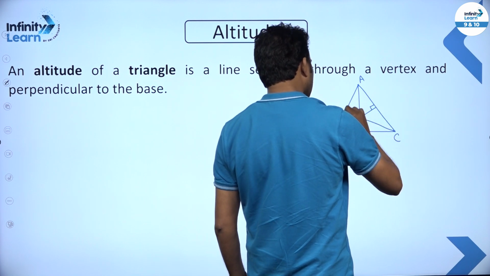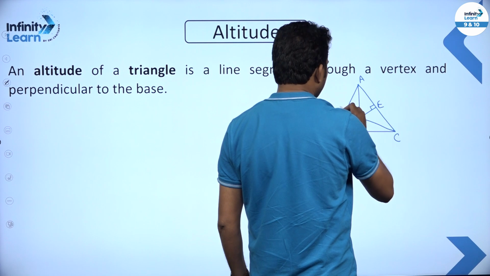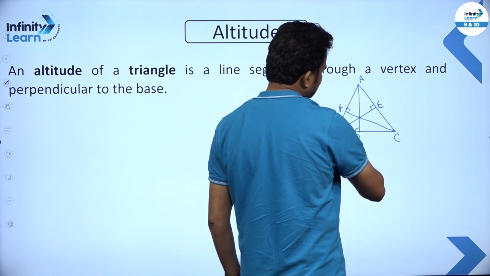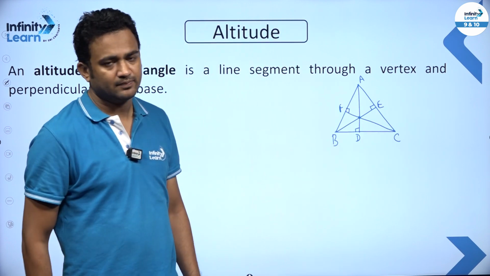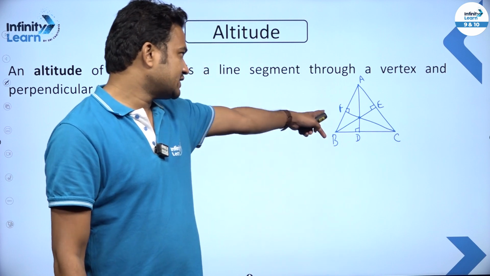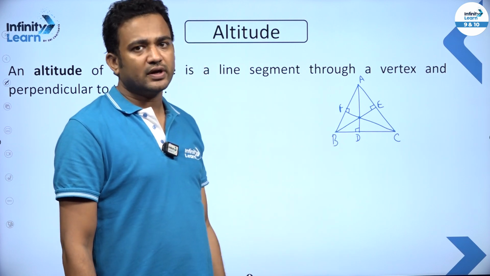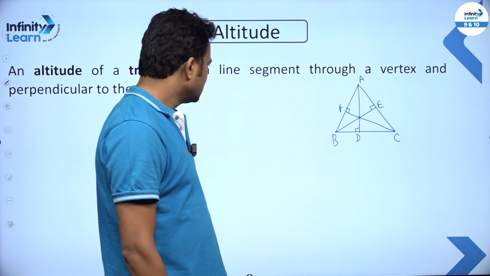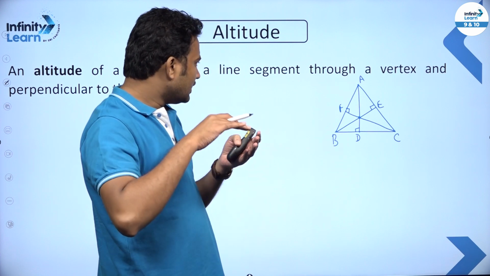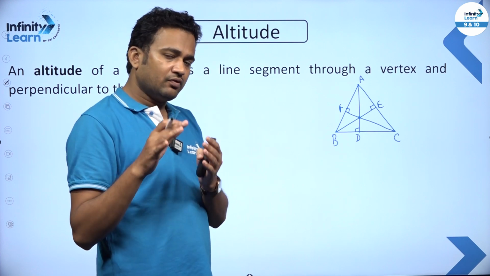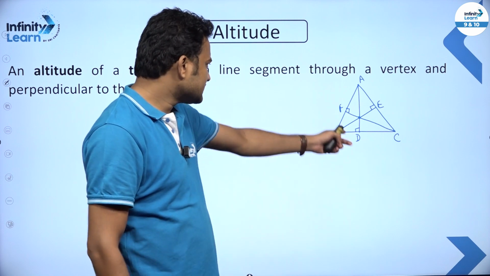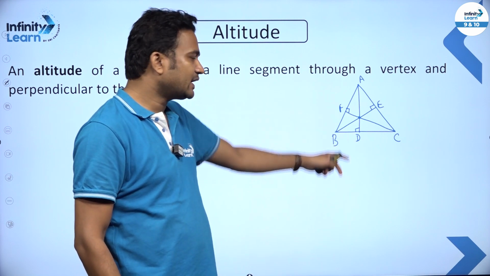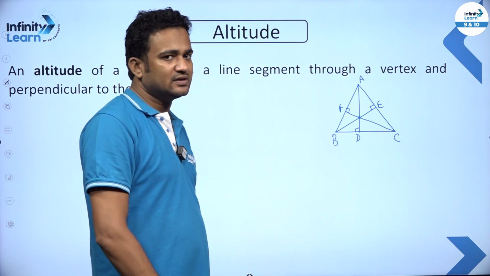Similarly, we can draw the altitude from B and altitude from C, right? So when we draw all three altitudes, then it will pass through a common point, and that intersection point is called as orthocenter, right guys? These intersection points of altitudes are called as orthocenter. Okay, we will discuss that thing, but let us see the position of altitude for every type of triangle. So this is an acute angle triangle. In acute angle triangle, all three altitudes lie inside the triangle.